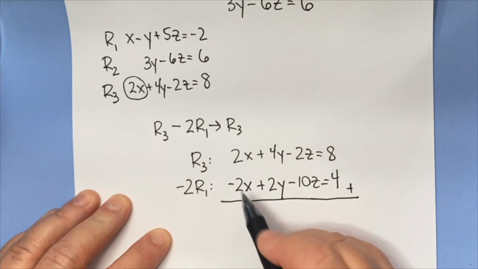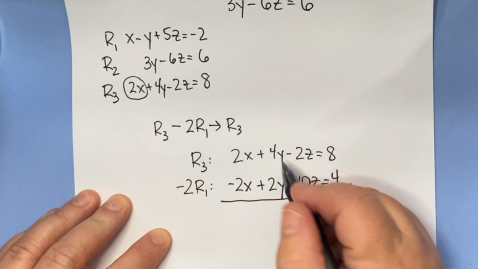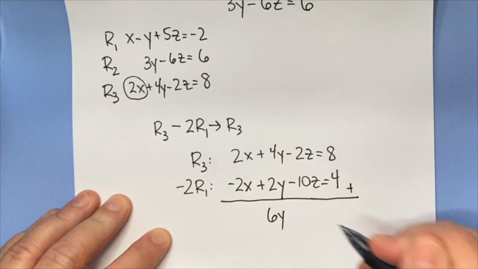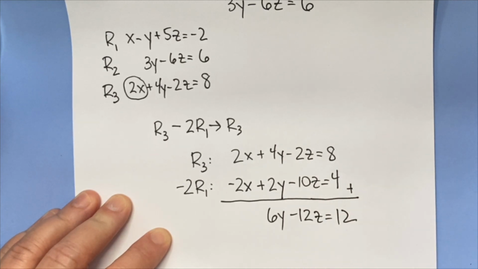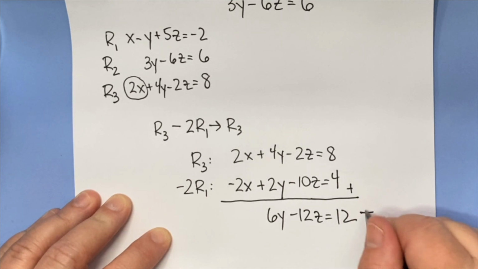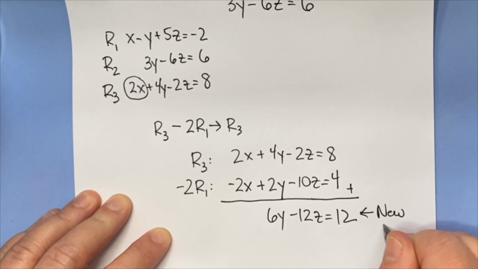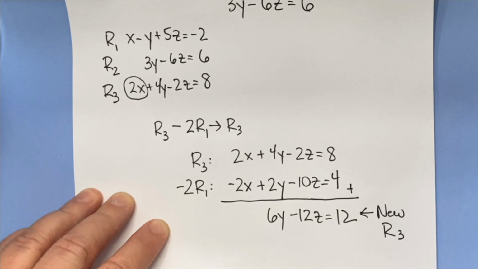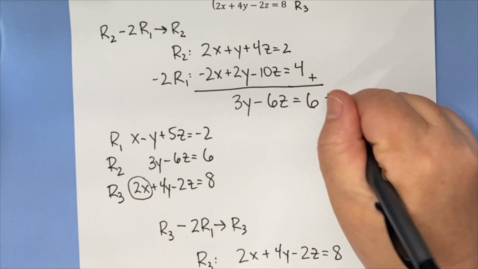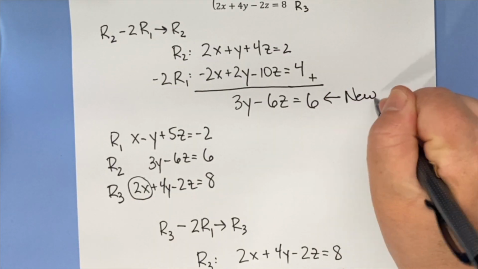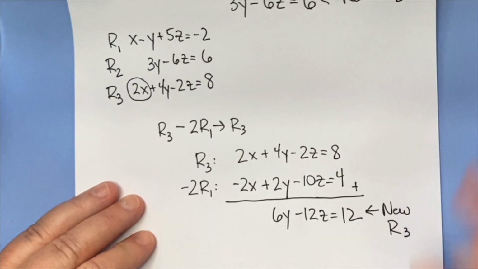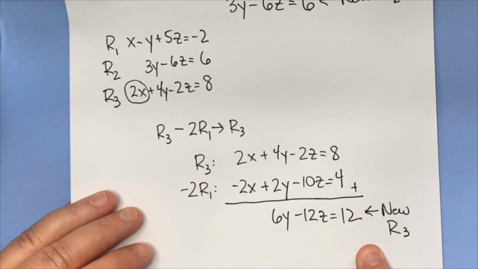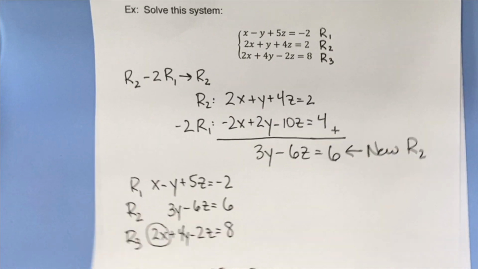So 2x minus 2x, 0. 4y plus 2y is 6y. And then minus 12z equals 12. Okay, so now I need to regroup. This is my new row 3. And in fact, I didn't write that here, so before we switch the page, let me go ahead and go back and say this is the new row 2, so that it makes our work easier to follow. On the next page, I'm going to write up my new system.